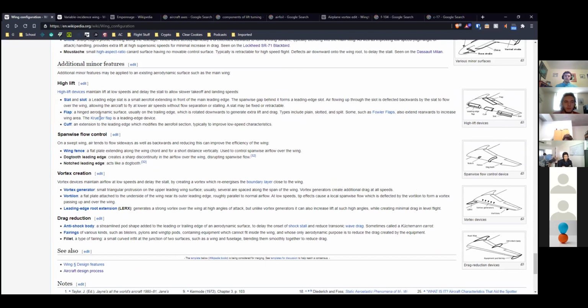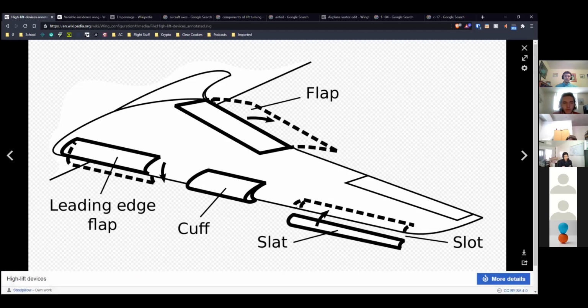And okay, yeah, so the rest of high lift devices, which we kind of briefly covered, flaps, there's a whole bunch of types. And they can either actually change the wing area. So like, what was that?